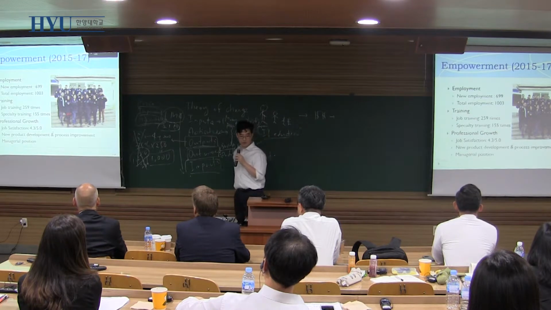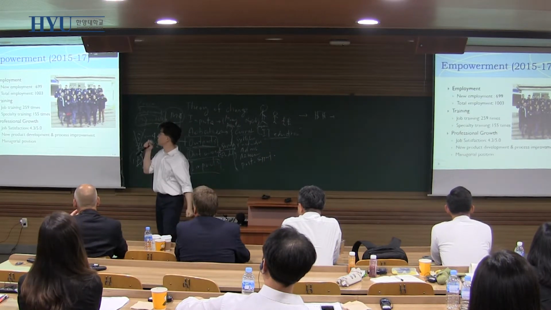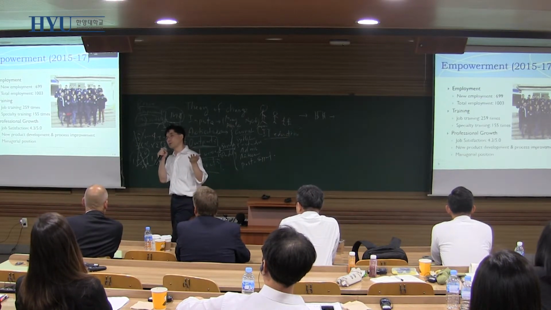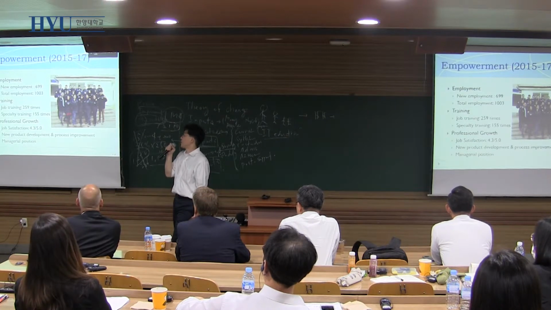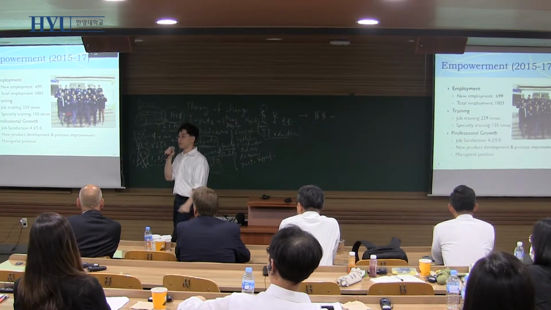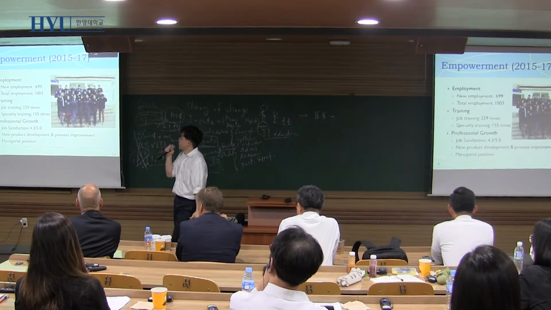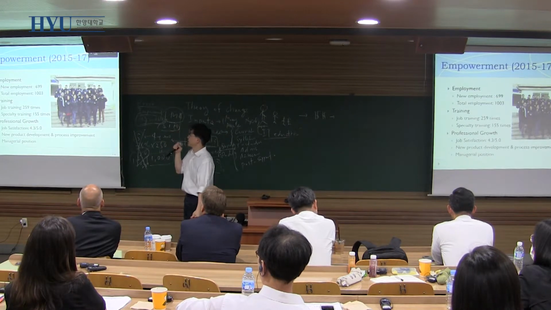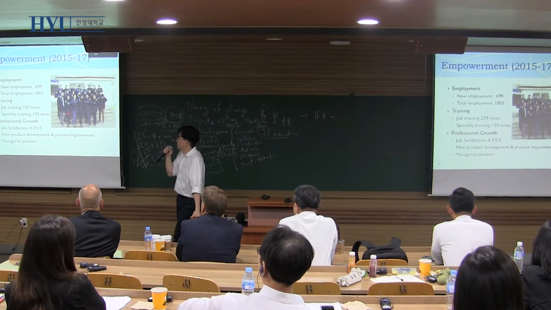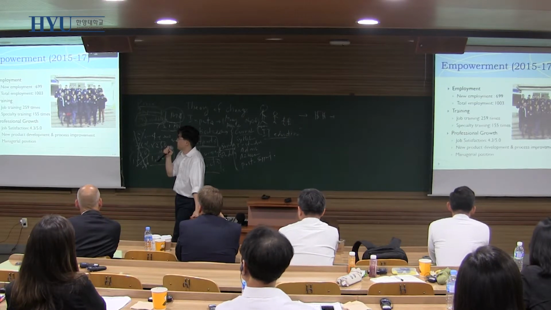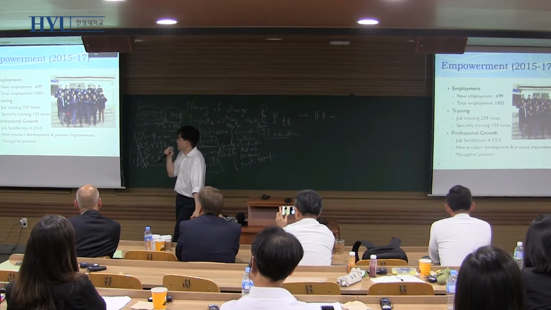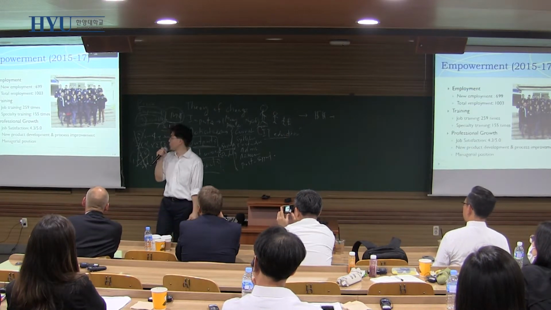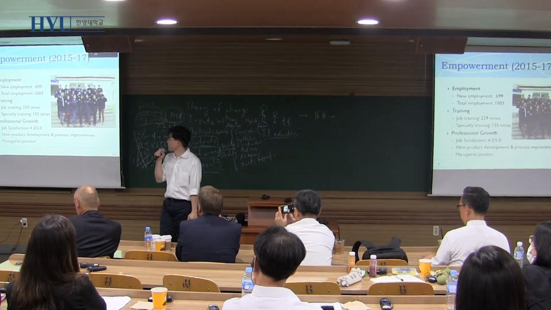And then employment. In 2 years, the new employment, 699, is part-time usually. So full-time employment was about 10, but they also made very part-time employment, about 699, and they made total employment 1,003 in 2 years in a very sustainable way. And training, job training 259 times, and specialty training 155 times. And professional growth, job satisfaction, new product development, and process improvement were observed, and also managerial position. So some people got managerial positions.